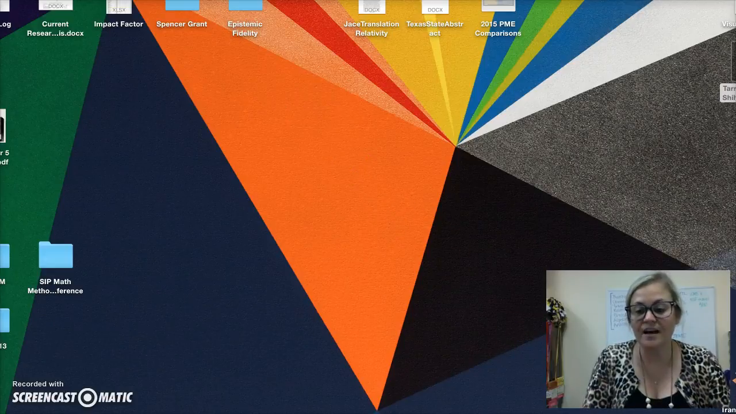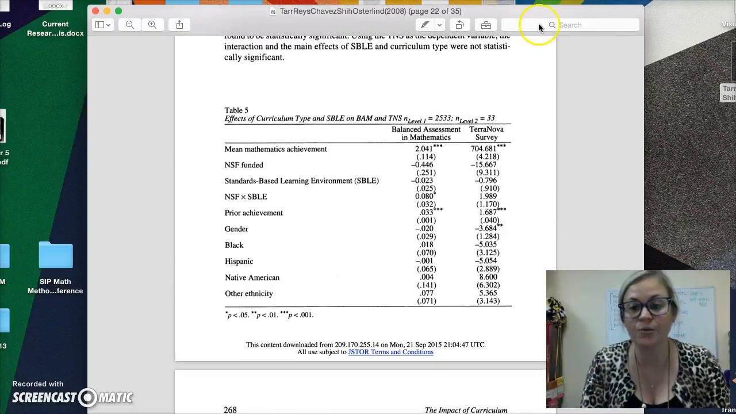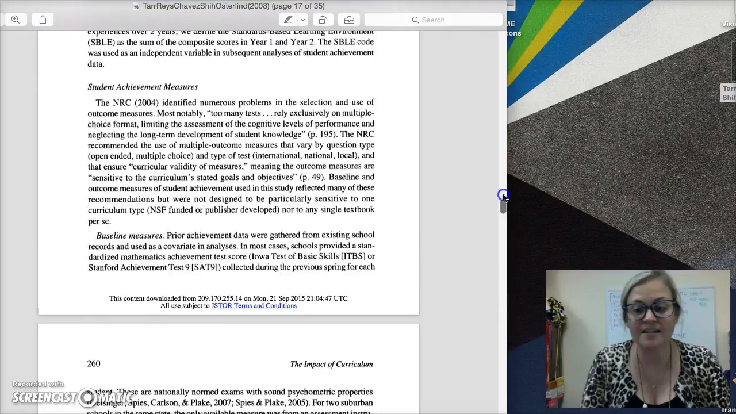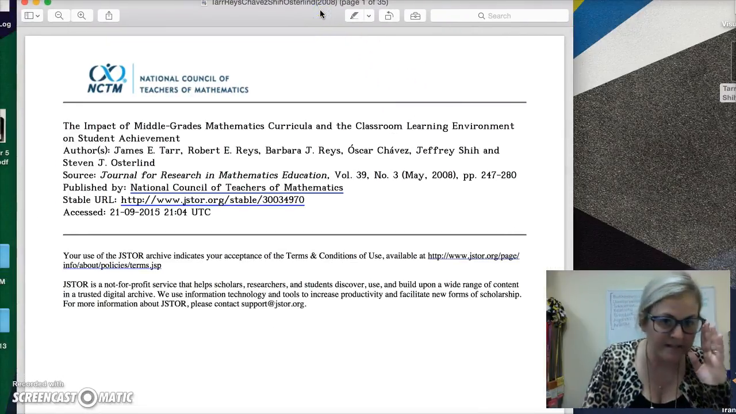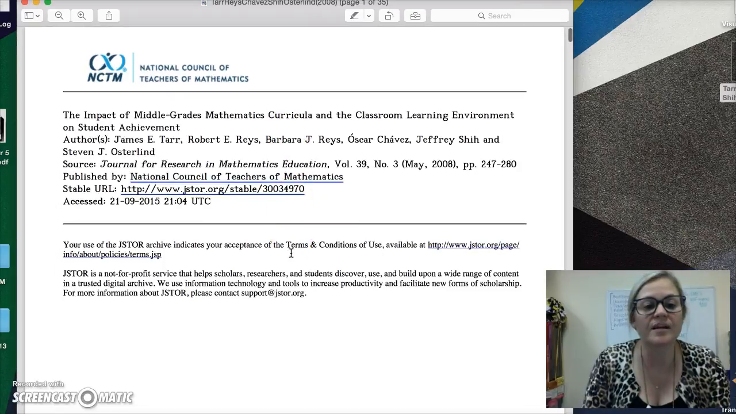In terms of your research article, you can pick any article you want this week. I just posted this on Foxtail as an example of a quantitative study that I found interesting: the impact of middle grades mathematics curricula in the classroom learning environment on student achievement.